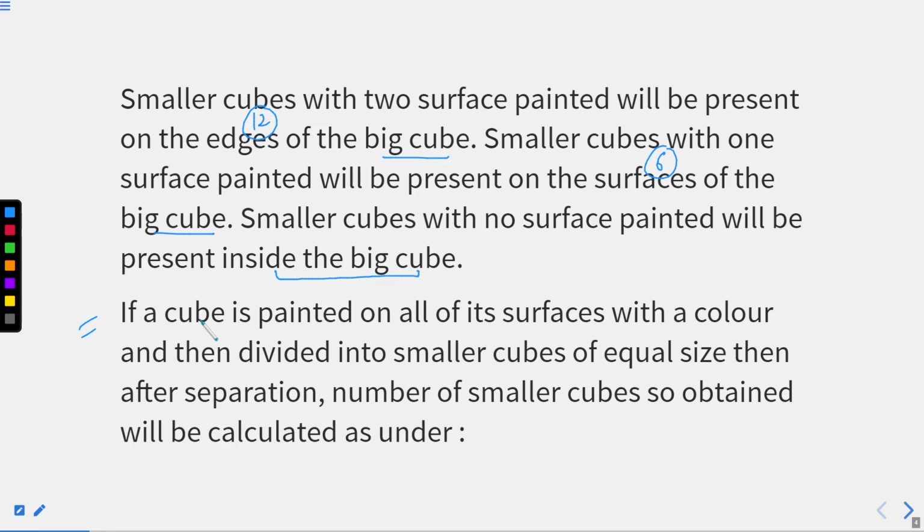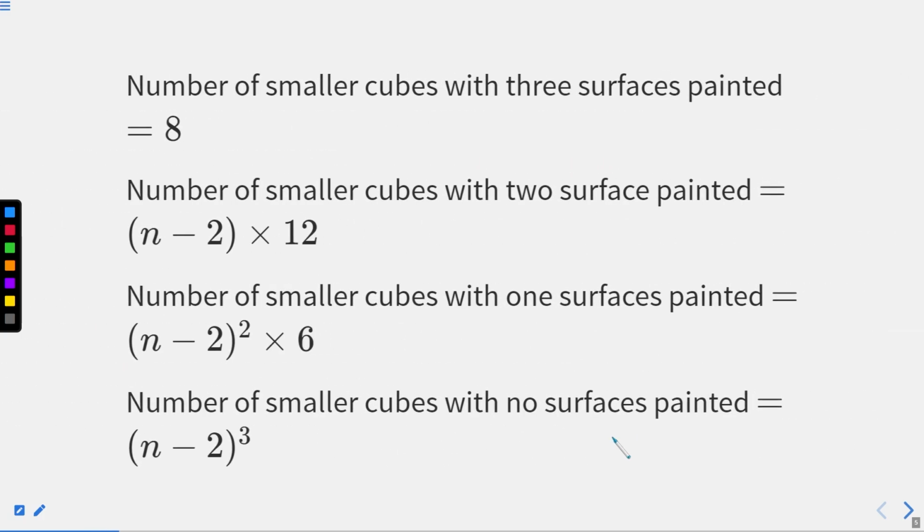Now read it. If a cube is painted on all surfaces with a color, then divide it into smaller cubes. Now this is the instruction part. If a cube is painted with a single color, then divide it into smaller cubes of equal size. Make sure of equal size. Then after separation, the number of smaller cubes so obtained will be calculated. Now we know that in the previous diagram, we get a total of 16 cubes if we are dividing 4 on each side. I hope this part is clear. This is only one surface, right?